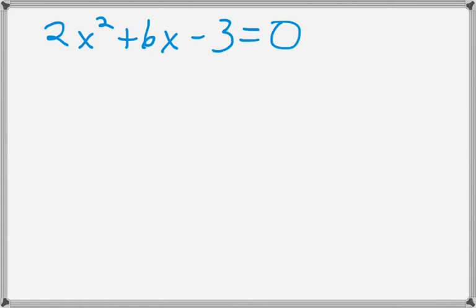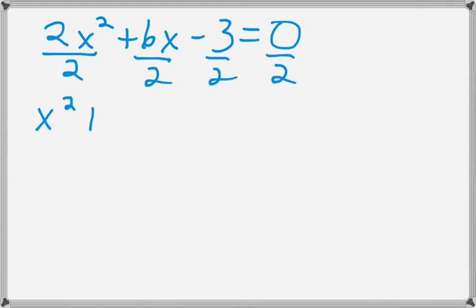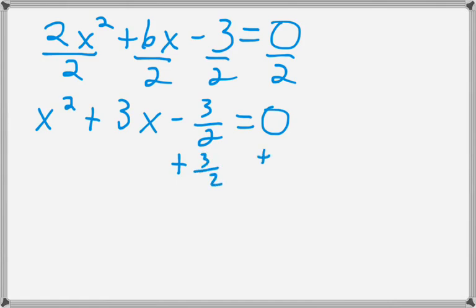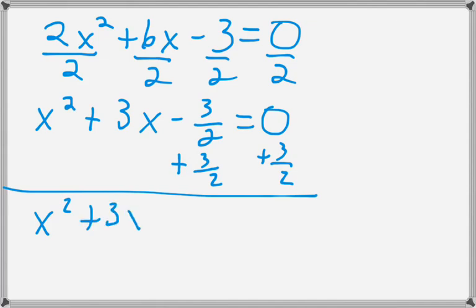So we want the leading coefficient to be 1. So we'll divide by 2. And it's okay if some of the coefficients are not integers. So here we get negative 3/2 for a constant term. That's fine. We still want to add it over to the other side. Okay, so those are our first two steps. Make the leading coefficient 1, get the constant term on the other side.